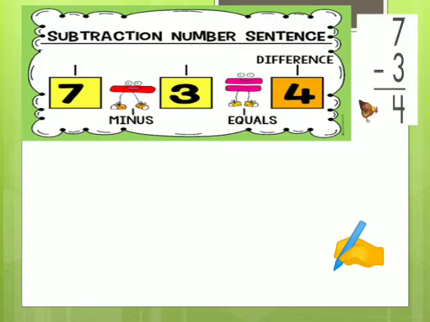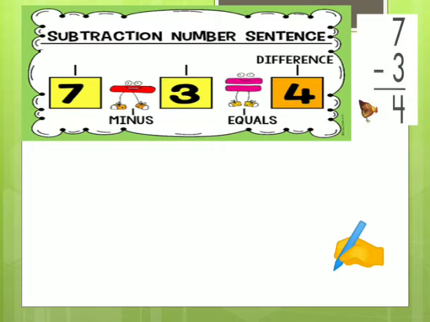How do we write the subtraction number sentence? Suppose we have to subtract 3 from 7. The subtraction number sentence will be 7 minus 3 is equal to 4. We use the sign of minus and equal to write the number sentence for subtraction.